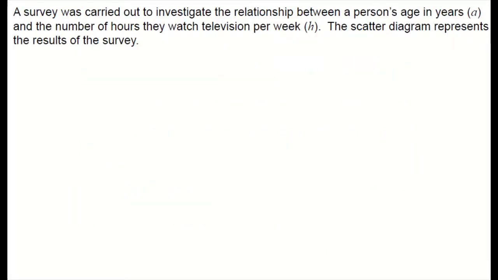So we just start now. The question is number 5 in that past paper, paper 1, 2017 Math Studies. A survey was carried out to investigate the relationship between a person's age in years, A, and the number of hours they watch television per week, H. The scatter diagram represents the results of the survey.